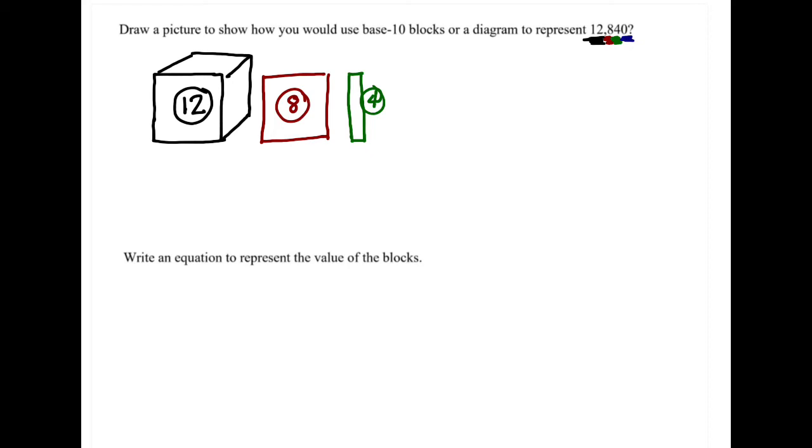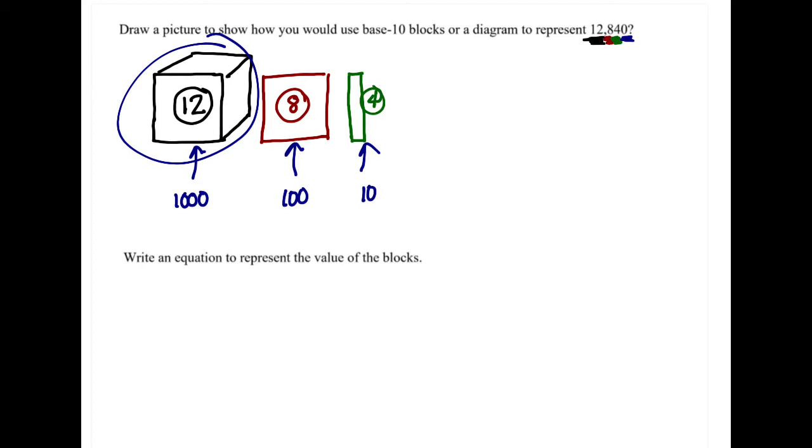Okay, so yes, that's cheating. Otherwise, I would have had to do 12 of these and 8 of those and 4 of those. Okay, so I'm fine if you do it like this. So write an equation that represents the value of the blocks. Okay, so the great big cube, those are thousands. Flats are hundreds. And the rods are tens.